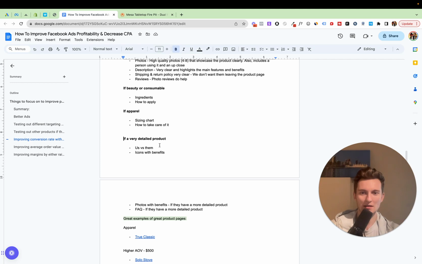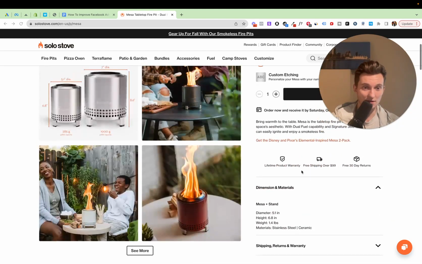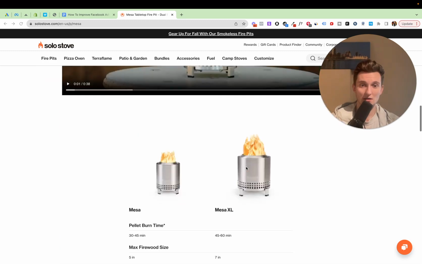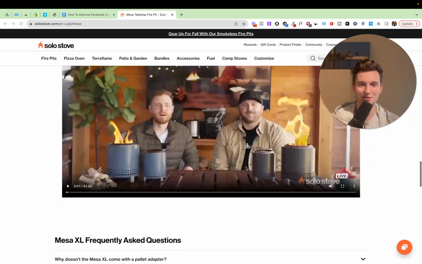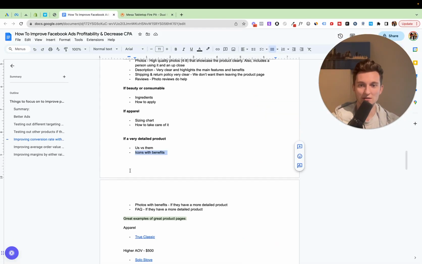definitely a good idea. And also icons with benefits too is something really nice to have. I'm sure they have it. Yeah, you can see it right here. Lifetime product warranty, free shipping over 99, free 30-day returns. As you can see here, it kind of ties in with the return policy. So icons are really helpful to have on your pages. So that's something really to note.